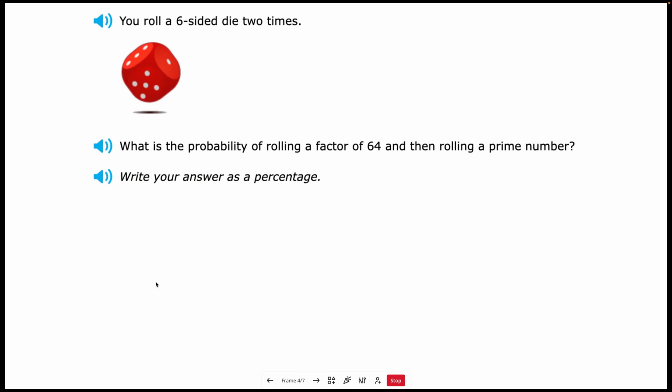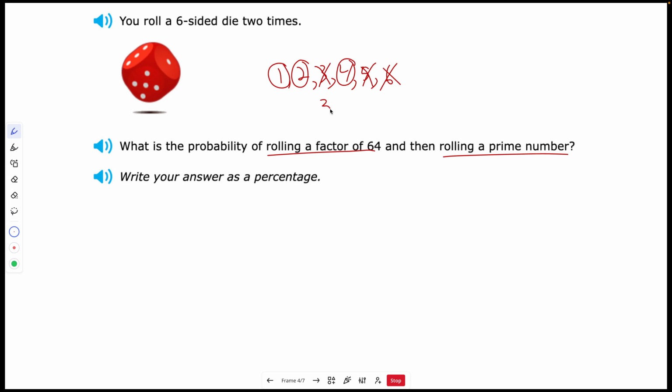Here we go. It says you roll a 6-sided die 2 times. And then it says, what is the probability of rolling a factor of 64 and then rolling a prime number? So let's start with factors of 64. We could list out all the factors of 64, but ain't nobody got time for that. So how about we just think about what numbers are on this die? 1, 2, 3, 4, 5, and 6. Which one of these numbers are factors of 64? 1 is, 2 is, 3 is not, 4 is, 5 is not, 6 is not. So 3 numbers out of the 6 total numbers.